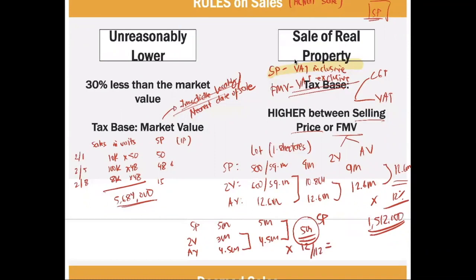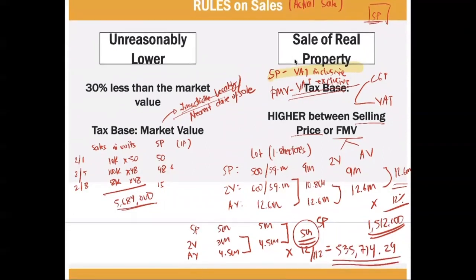5 million times 12 over 112, we have 535,714.29. Again, on your sale of real property, what is the rule? The tax base is the higher between selling price or fair market value. If ever the higher is selling price, it is considered VAT inclusive.